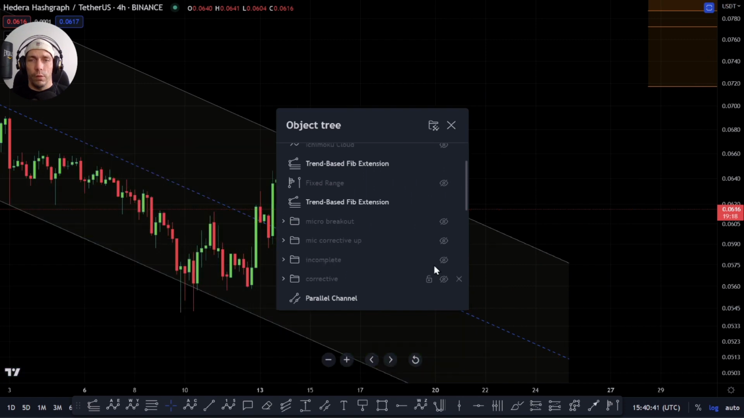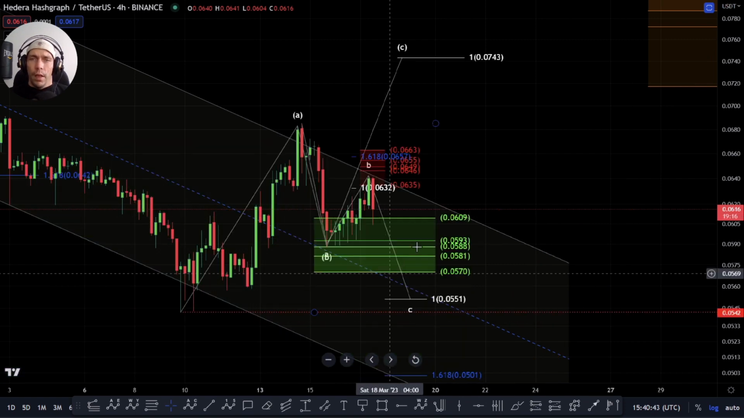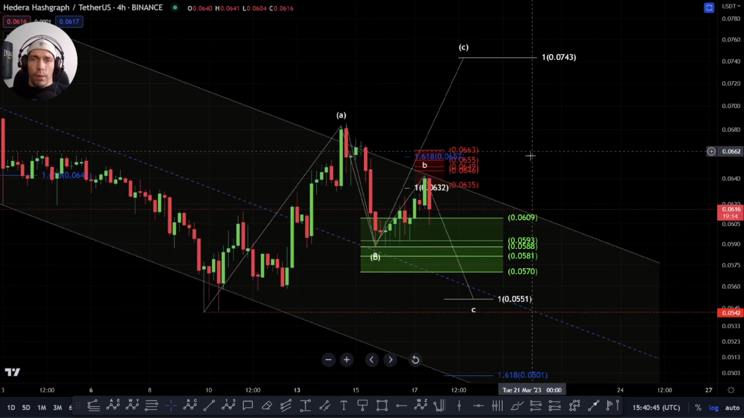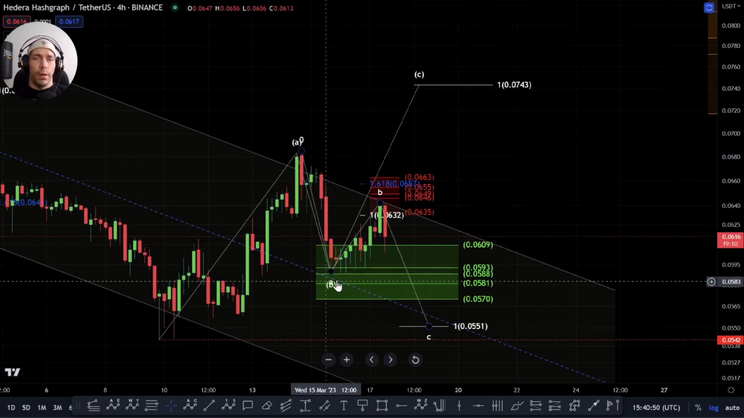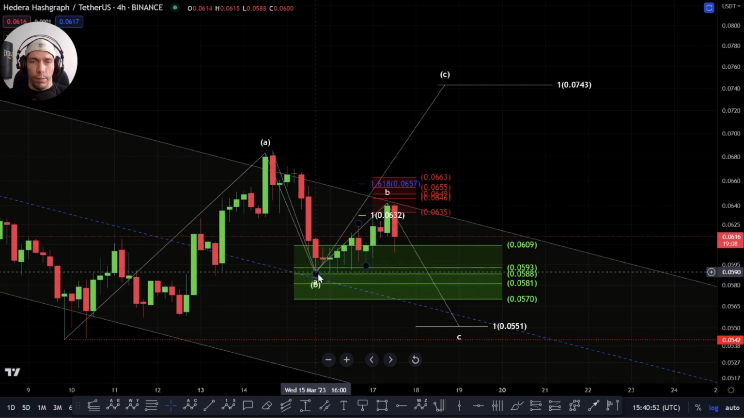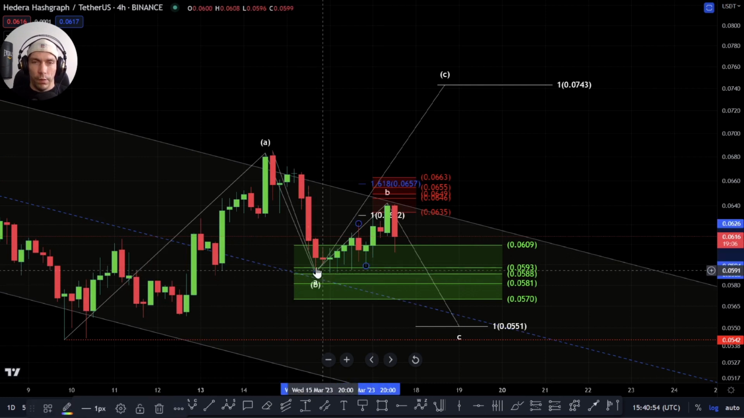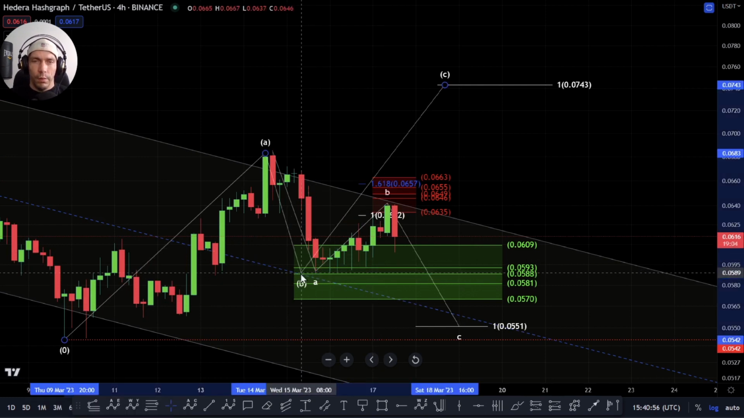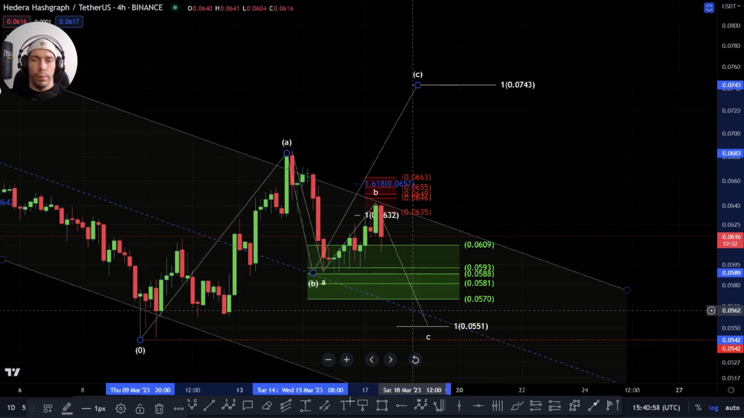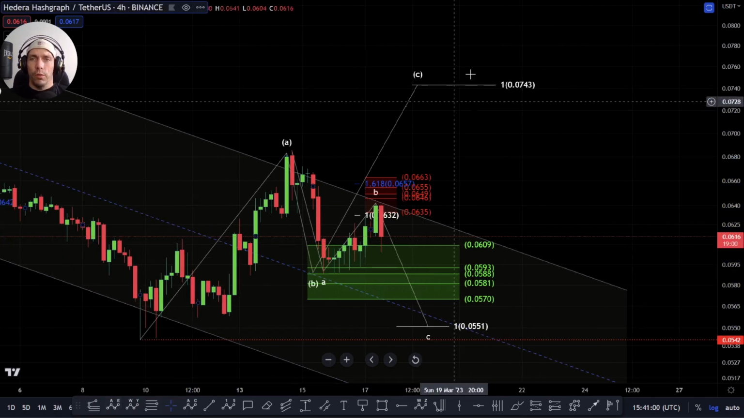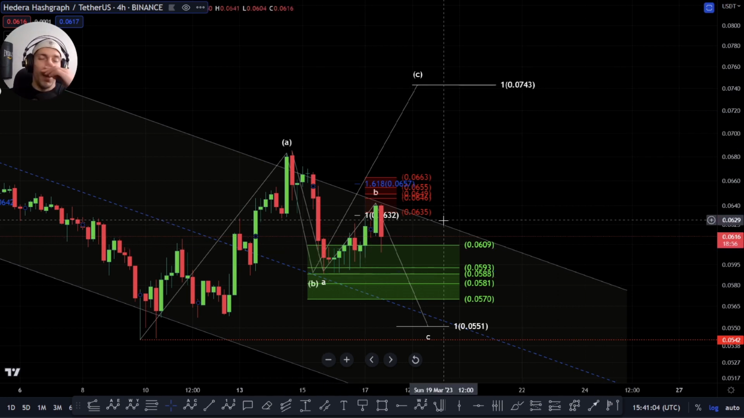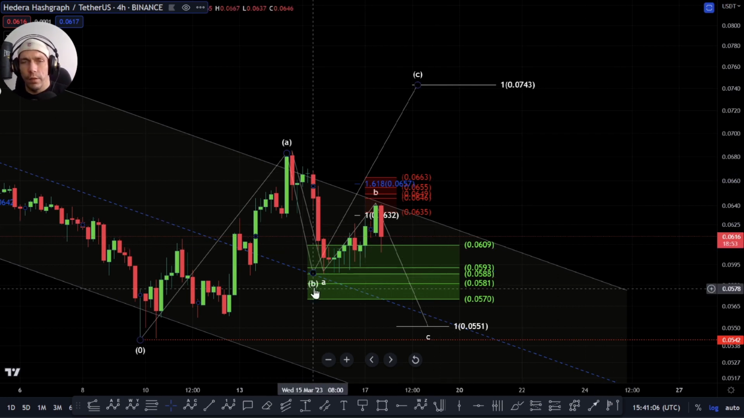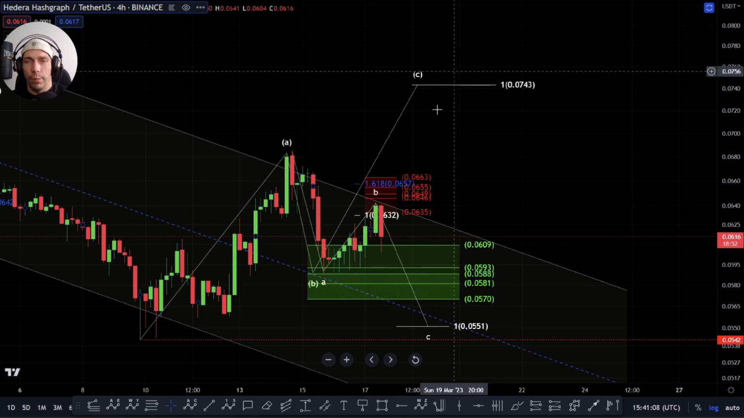I'm going to turn this other stuff off. Basically, we could see a move up. It's not necessarily over. This B wave might not necessarily be over. Let me move this over to the side here. We could be looking for the C wave to play out to the upside, which could take us towards this 0743 off of our current area. So this is something that can still happen. We can still look to break to the upside here.